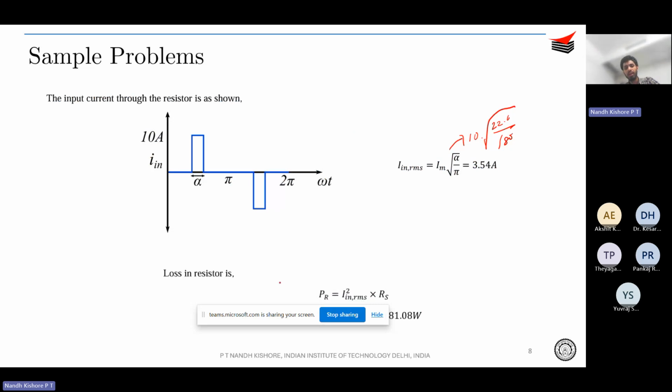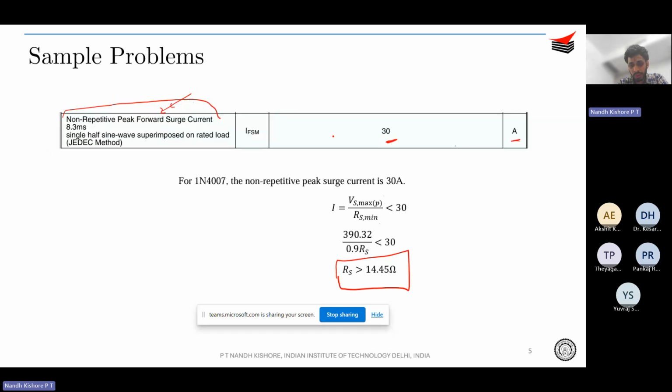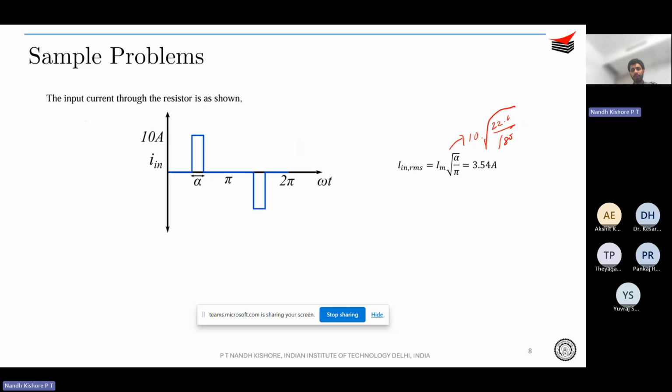Therefore, your loss will be I square R, right? So I in RMS square is 3.54 square into R is given as, we calculated it as 14.45 ohms, correct? R is 14.45 ohms from the previous question. Therefore, the loss will be I in square into R, okay, which is 181 watts.